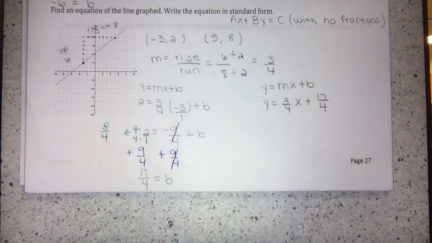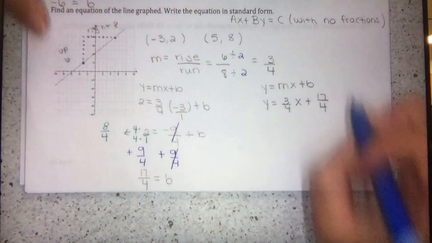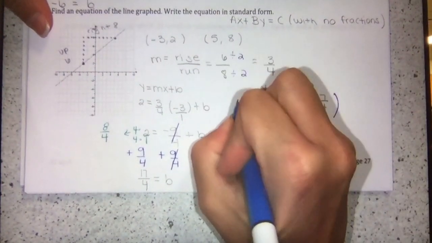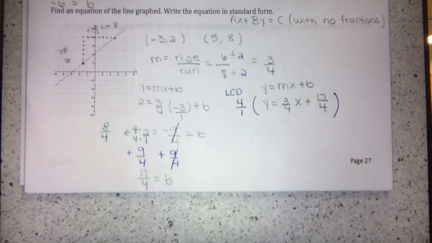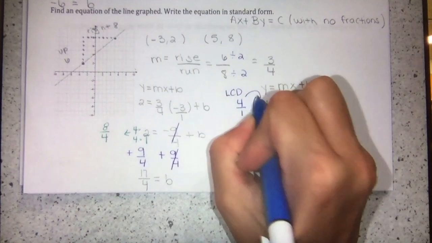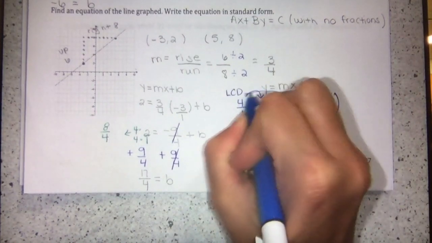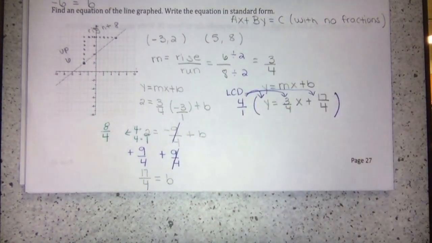So what did we do in Module 7 to get rid of these fractions? Fractions mean divide, so what's the opposite of dividing? Multiplied by what? 4. 4, the LCD, perfect. So we're going to multiply everything by 4, which is 4/1, our LCD, to get rid of our fractions. Let's distribute that positive 4/1, just like we did in Module 7. Do you see how it's all coming back into play?